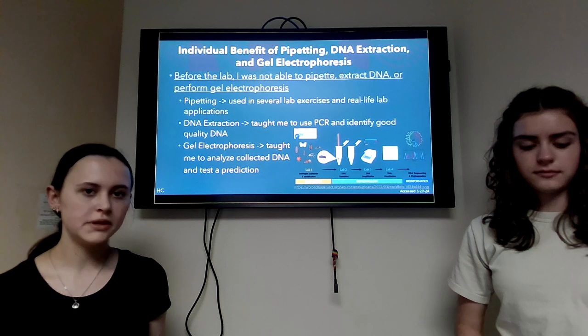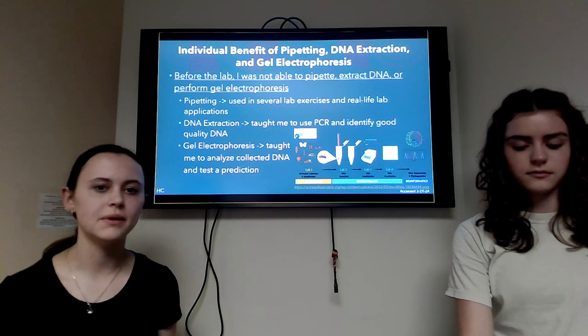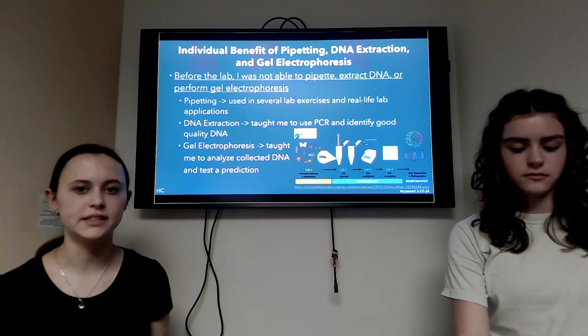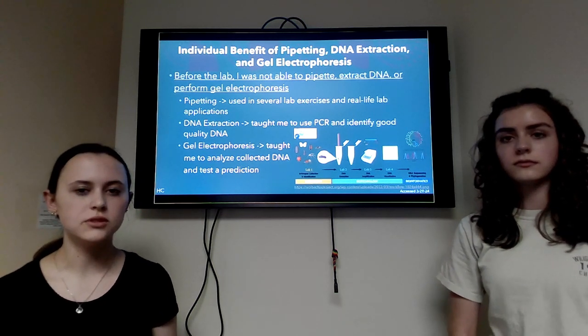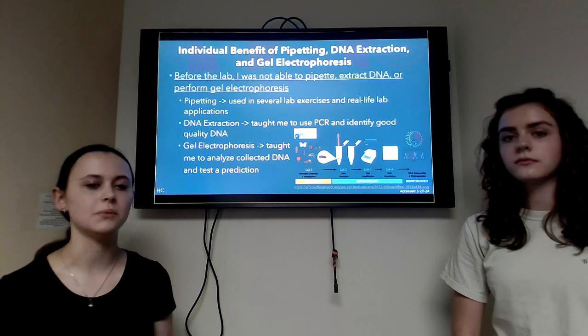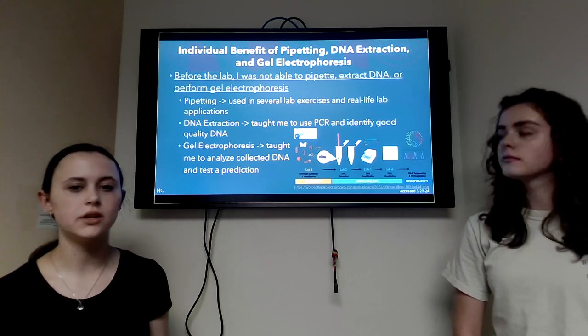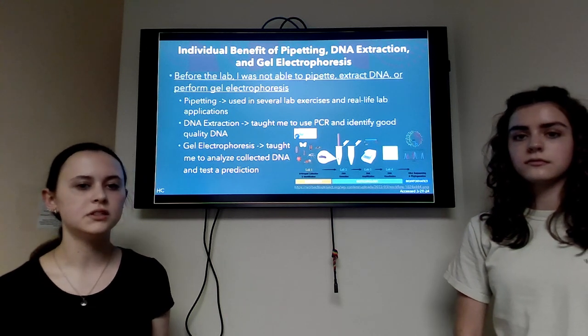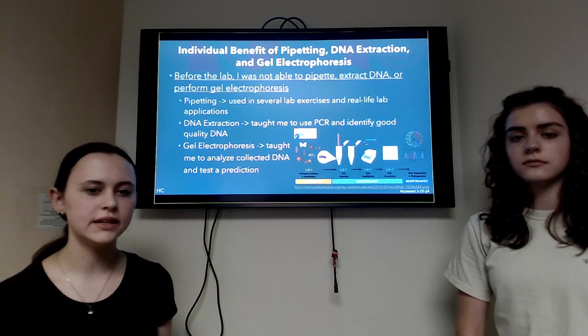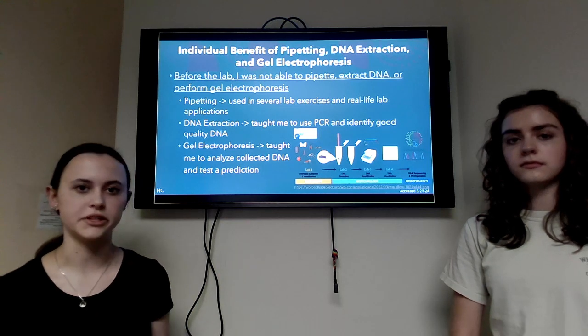So my individual benefit from this was that before the lab, I was not able to pipette, extract DNA, or perform gel electrophoresis. Pipetting is used in several lab exercises and real-life lab applications. The DNA extraction taught me to use PCR and identify good quality DNA, and from gel electrophoresis, I learned to analyze collected DNA and test my prediction.